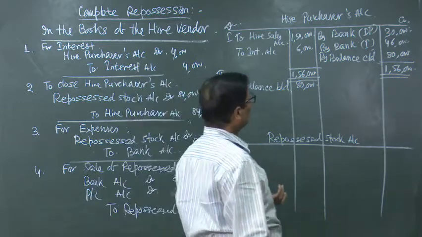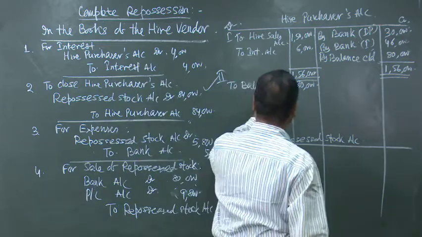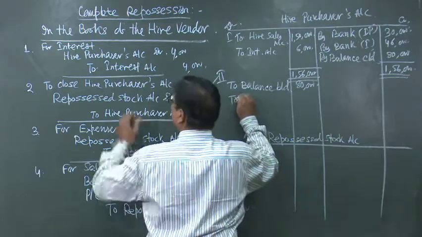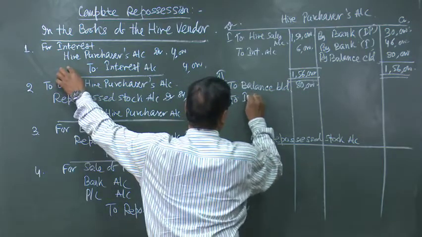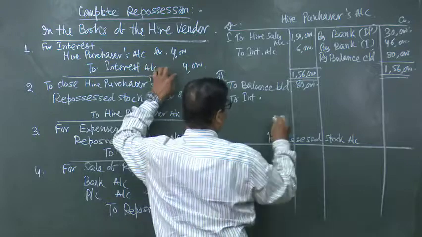Then at the end of the year again interest was due. This entry, interest 4,000.